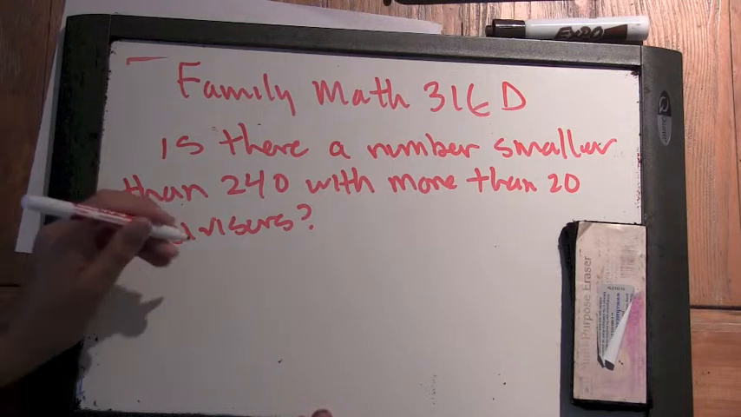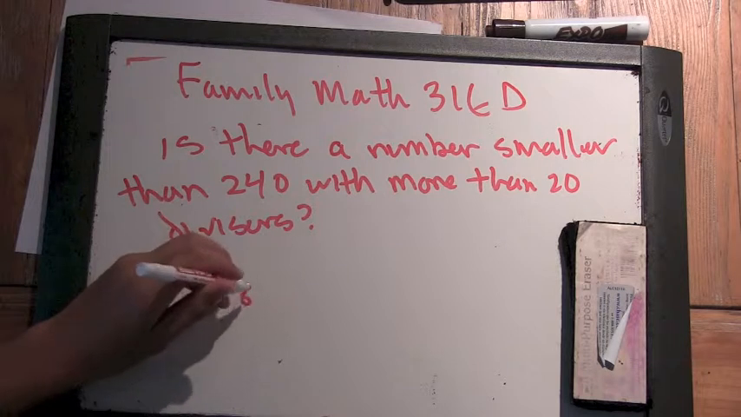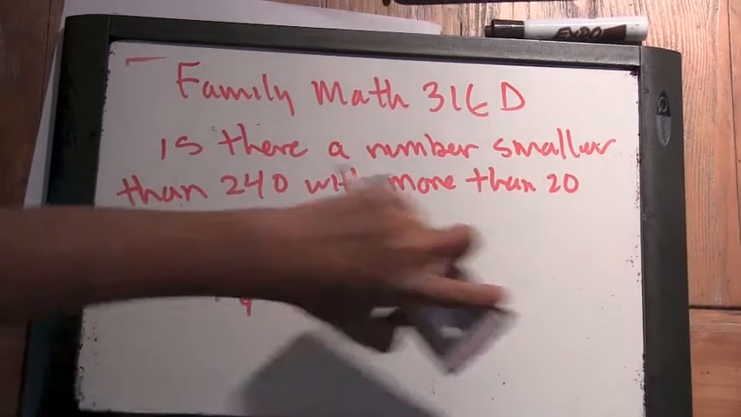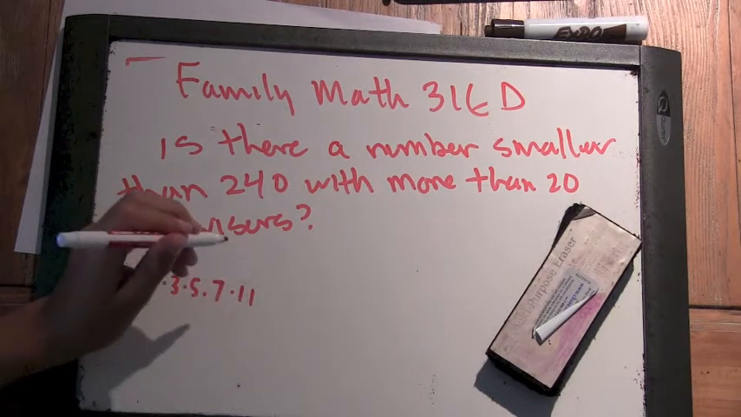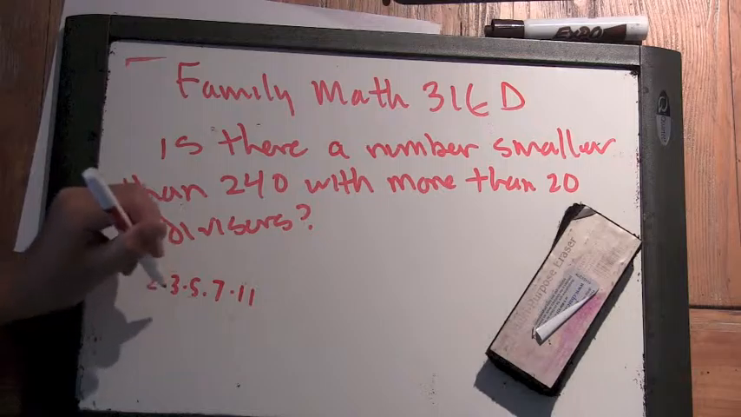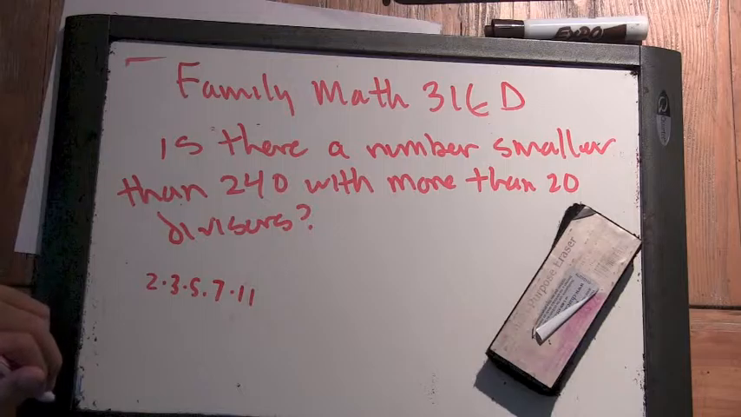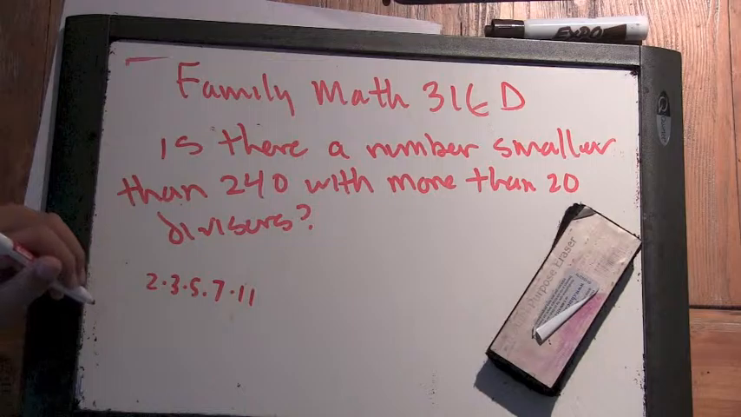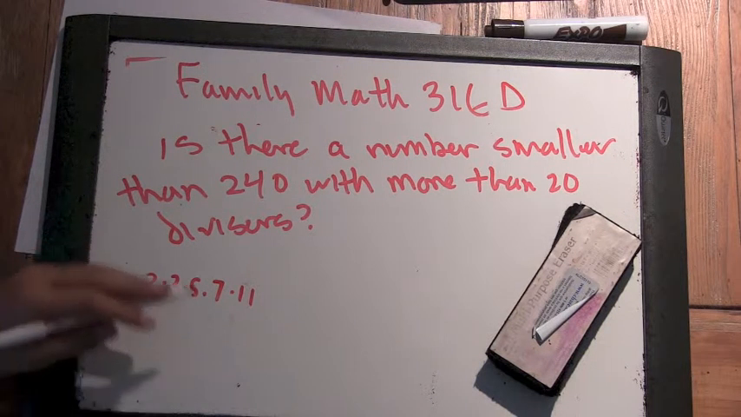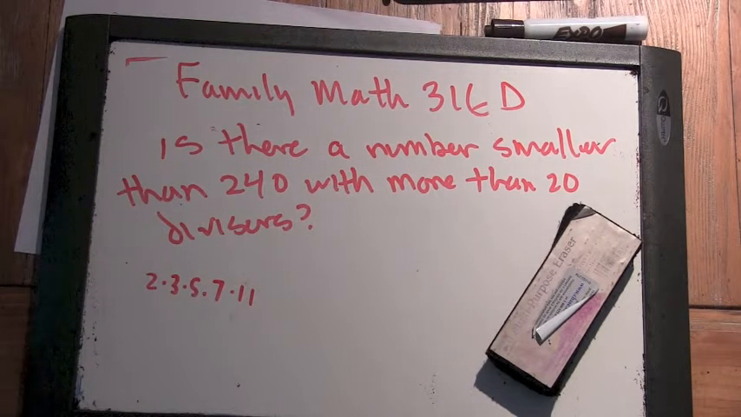Well, we could try 2 times 3 times 5 times 7 times 11. What's that going to do for us? Well, we have 5 buckets, each with 2 numbers in it. So if this is less than 240, this has 32 divisors. If it's less than 240, it should work. Then we can say yes to this question.